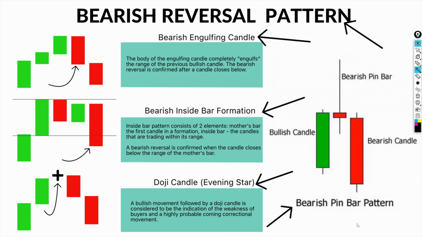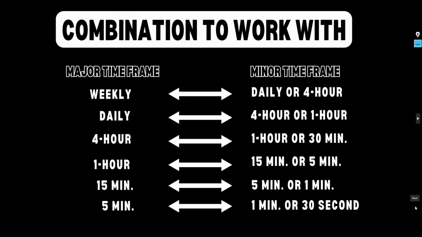Once you have these reversal candlestick patterns, you then will switch to the minor time frame. The combinations that you can work with are like this. If your major time frame is weekly, then you can switch to the daily or 4-hour chart. If your major time frame is daily, you can switch to the 4-hour or 1-hour chart. If your major time frame is 4-hour, you can switch to 1-hour or 30-minute, and so on.